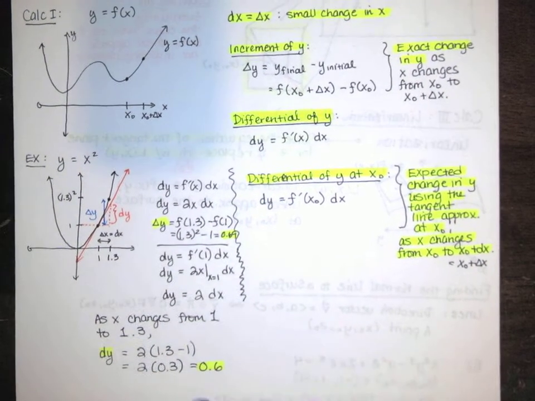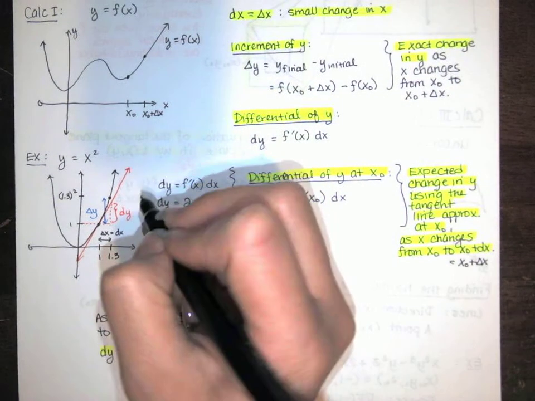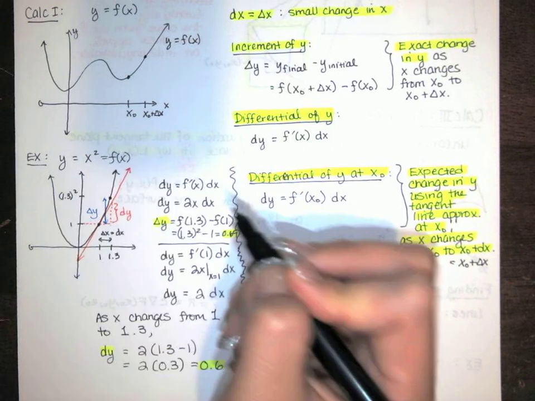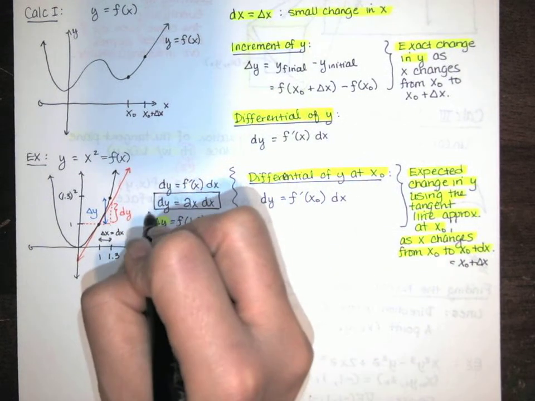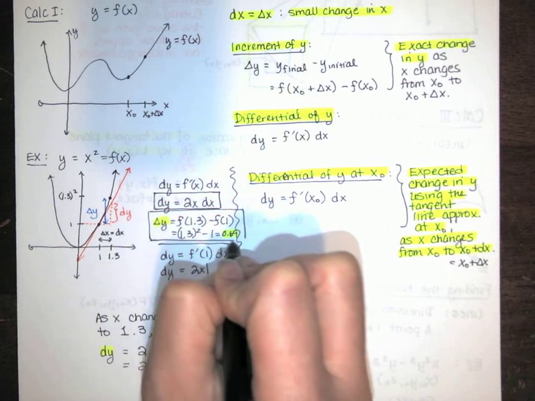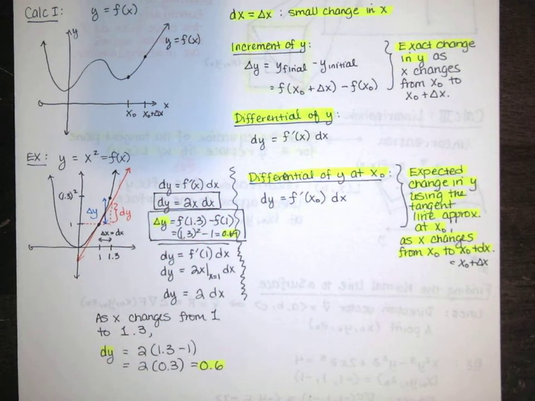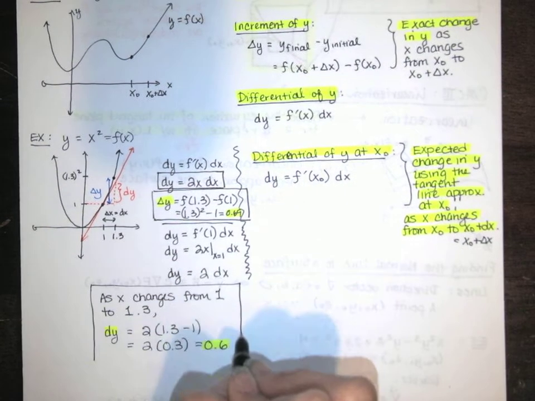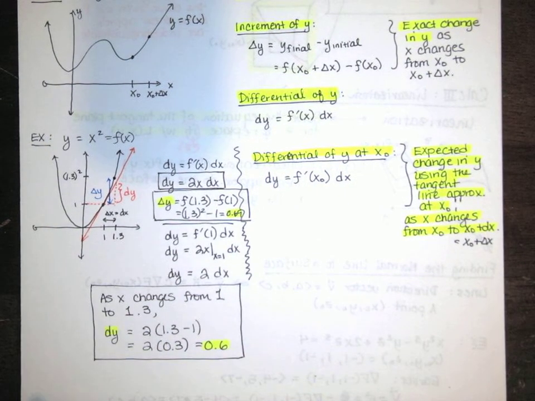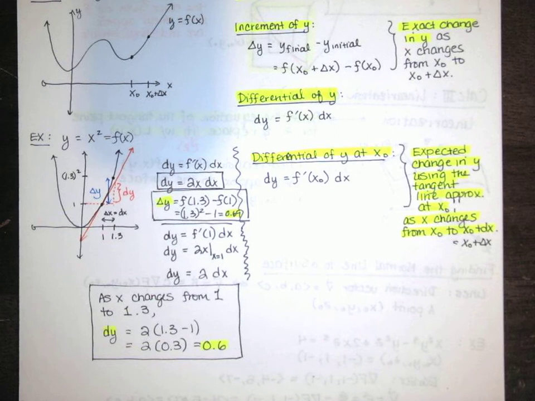like we did here. So here in our example, that's our f of x, it's x squared. Here's the differential of y. Here is the exact change in y as x goes from 1 to 1.3. And then here is the approximate change in y as x goes from 1 to 1.3 using the tangent line as an approximation. If x goes up by 0.3, I'd expect y to go up by 0.6. And it looks like that's pretty reasonable. Okay, so that's Calc 1.